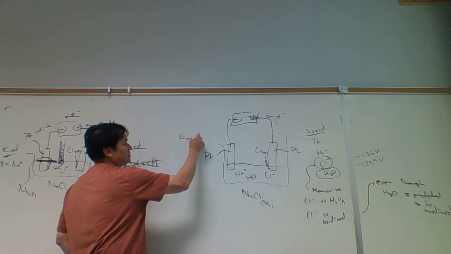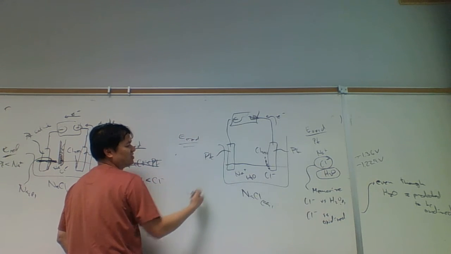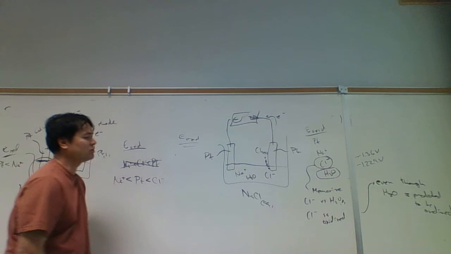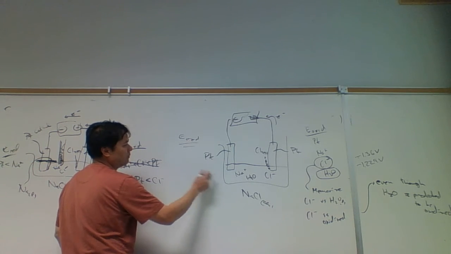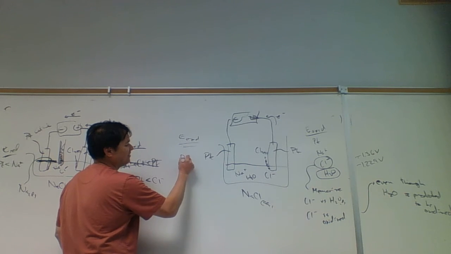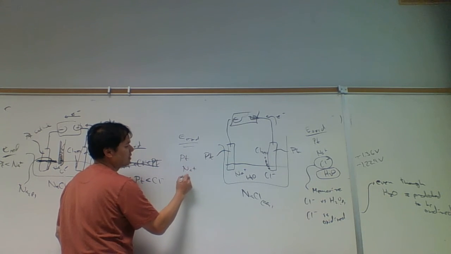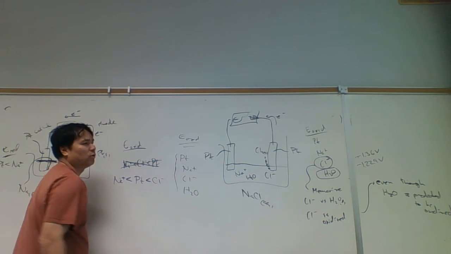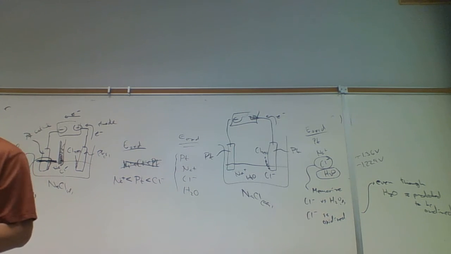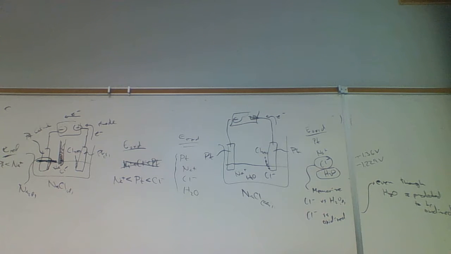Let's look at the reduction. So electrons are being forced onto this electrode. They're going to reduce the species with the highest reduction potential. So what has the highest reduction potential? Well, what are the species here? We have platinum, we got sodium ions, we got chloride ions, and we have water. Out of those four, what will be reduced? Well, what's going to be reduced is the species with the highest reduction potential. Which has the highest reduction potential?